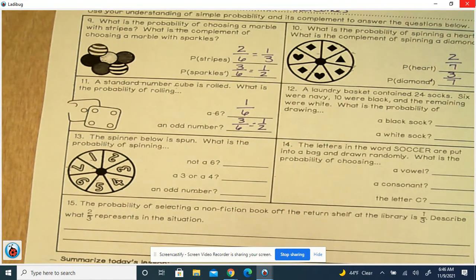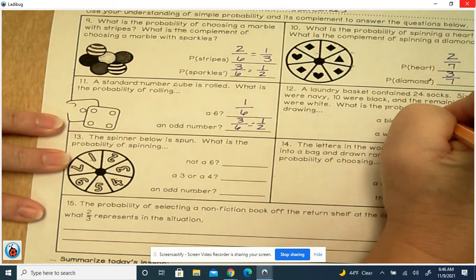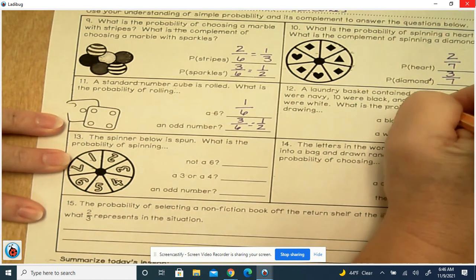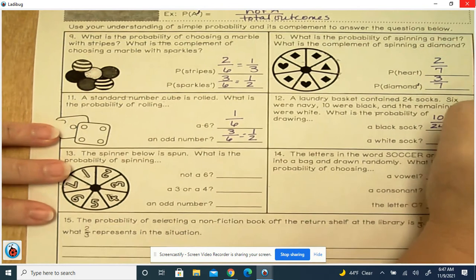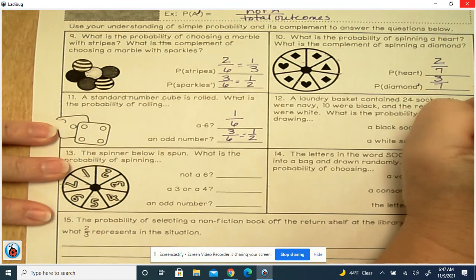Number 12, a laundry basket contains 24 socks. 6 were navy, 10 were black, and the remaining were white. What is the probability of drawing a black sock? So he told us we had 24 socks, and 10 of them were black. And that can reduce by 2, which is 5/12.